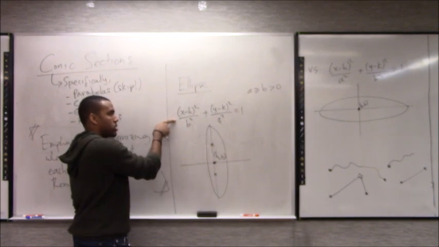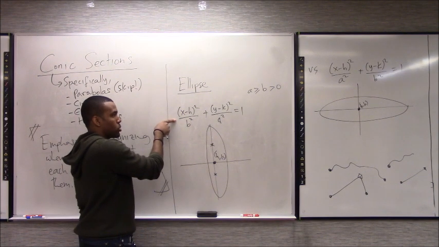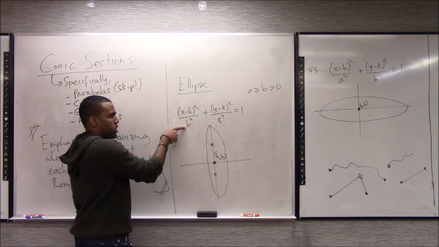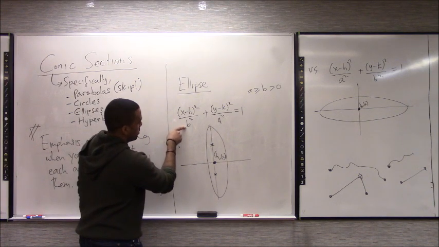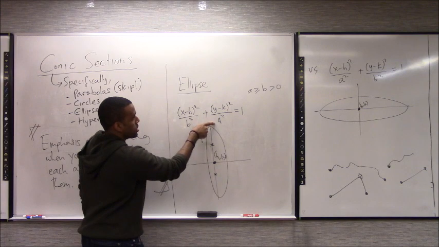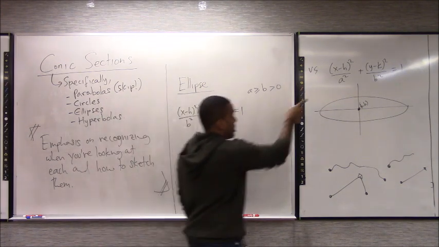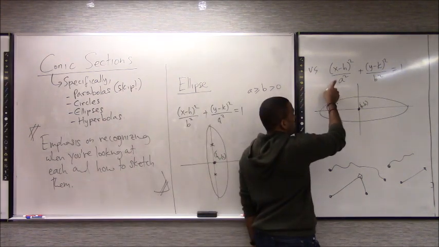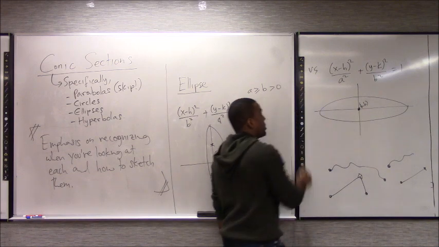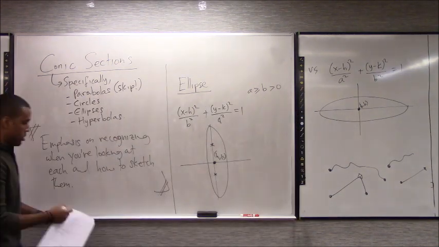Once you can write it in this form, it will tell you that this is an ellipse with center h comma k that stretches in the y direction because the a is larger. This is an ellipse with center h comma k that stretches in the x direction because the a is larger. Okay. That's the first thing I want you to recognize.